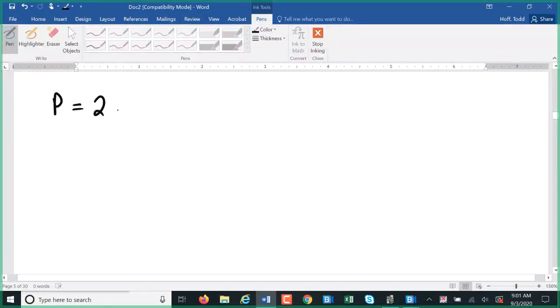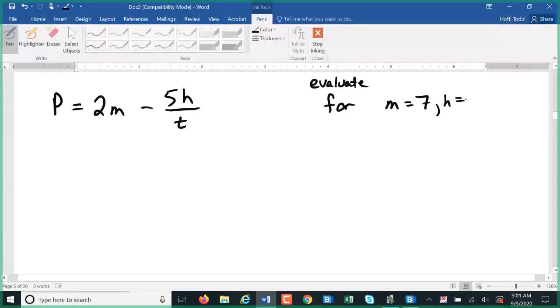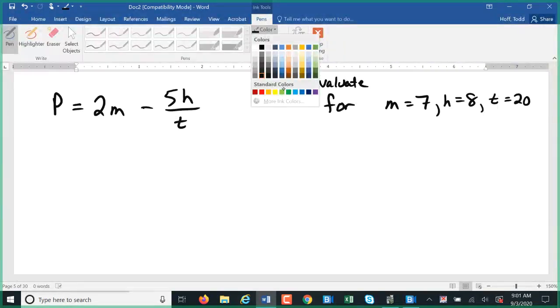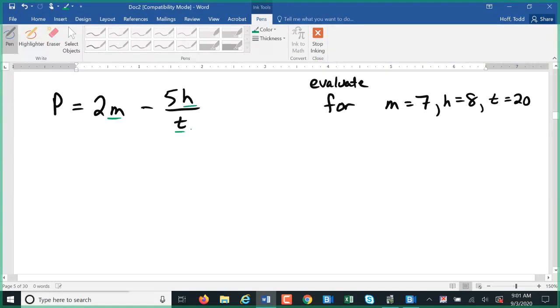P is equal to 2m minus 5h over t. And I could ask you to evaluate that for m equals 7, h equals 8, and t equals 20. So to do that, I replace each of the letters in my formula with the values that we specified for them.